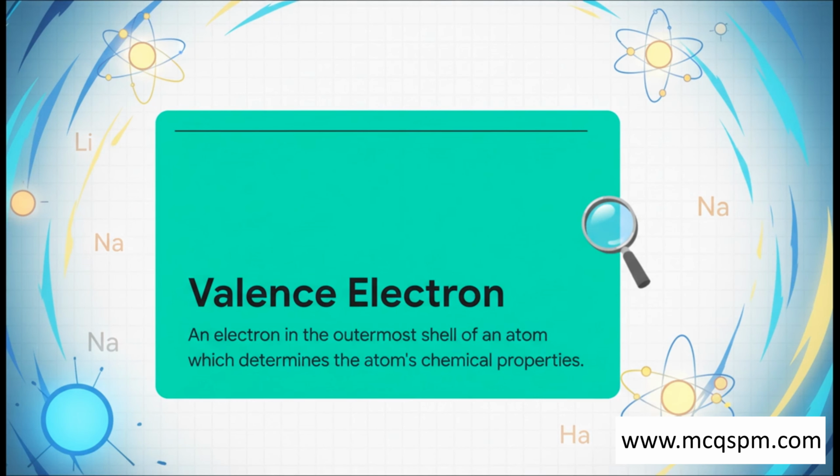Now, to crack this question, we have to focus on the most important concept we've learned today, the valence electron. Remember what that is? Just a quick recap. It's that one electron in the outermost shell. In chemistry, that little guy is the key to, well, pretty much everything.